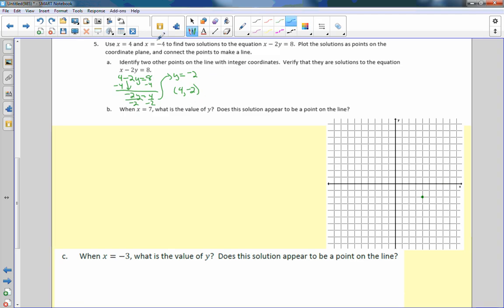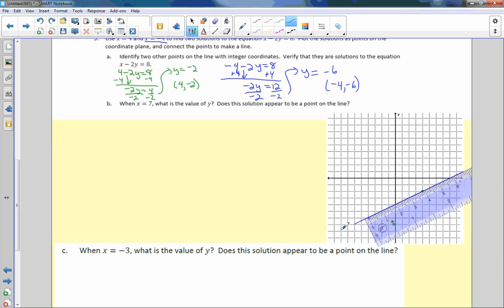And then I will do it again with x equals negative 4. Negative 4 replaces x, minus 2y equals 8. Add 4, add 4. Negative 4 plus 4 is 0. 0 minus 2y is negative 2y. Again, do not forget that minus sign. 8 plus 4, 12. Divide by negative 2. And a positive divided by a negative is negative. And 12 divided by 2 is 6. Therefore, the point is (-4, -6). So I start here and I go 1, 2, 3, 4, 1, 2, 3, 4, 5, 6, which is right here.